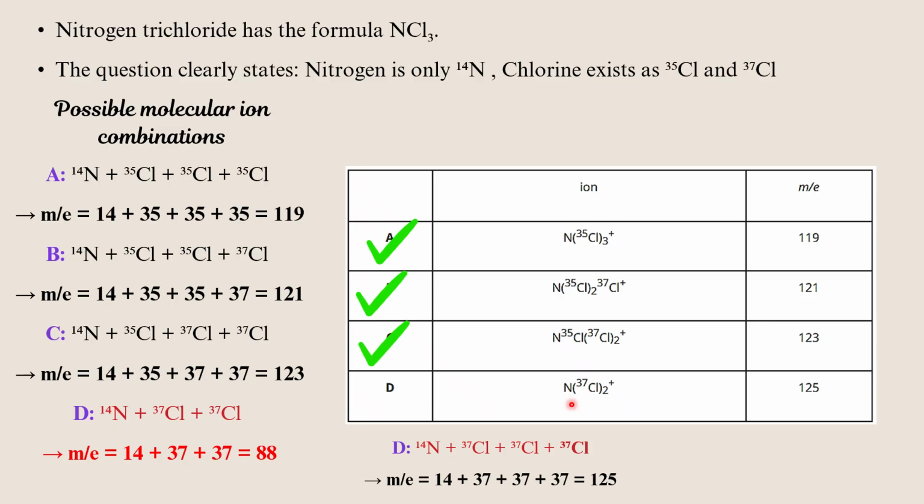Here we have NCl2. From the molecular formula itself we can make out that this is incorrect, because for nitrogen trichloride the formula is NCl3, but still let's check it. The m/e ratio comes to 88, which doesn't match the value given in the table, because only if there is one more chlorine will it be 135. So this means option D is incorrect. Hence you will mark the correct answer as option D. This is how you are going to solve this type of question.